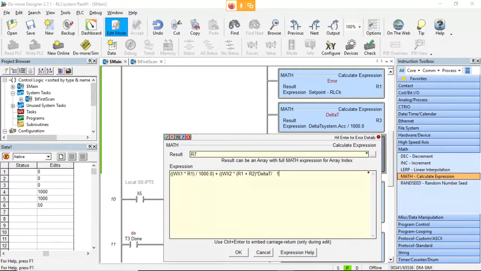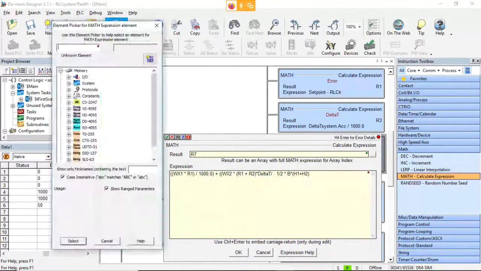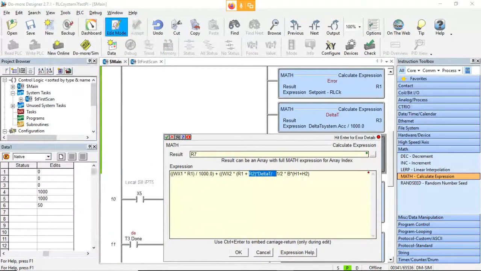So remember that a trapezoid is 1/2 times the base times height 1 plus height 2. That's the area of this trapezoid. All right. And so that's what I'm doing over here. I've got my two heights, which are real values, R1 and R2, times delta t. Okay. And then I'm going to divide by 2. So that's my 1/2.